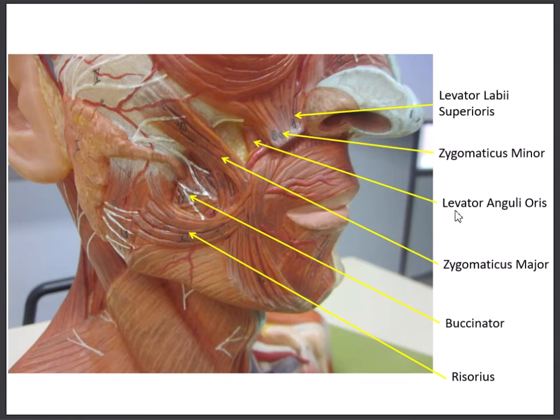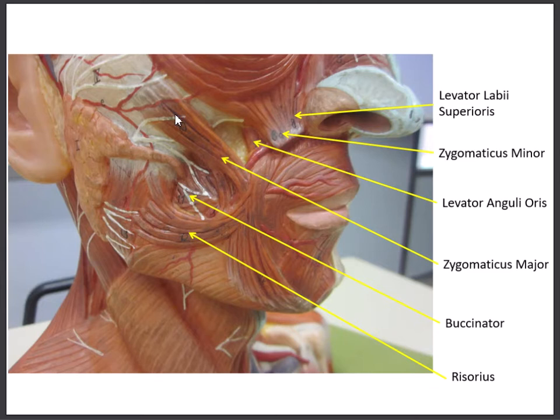The levator anguli oris, let's look at the words. Lift the corner of the mouth, right? Anguli meaning the corner of the mouth. So this is our first muscle that would actually be a smiling muscle. This is going to actually cause us to smile.